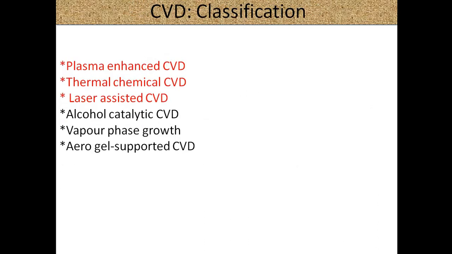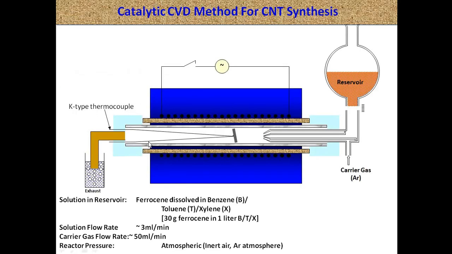So these CVDs are classified into different categories depending upon the nature of heating, how we are heating this CVD system. It may be plasma enhanced CVD, thermal chemical CVD, alcohol catalytic CVD, vapor phase growth CVD, or aerogel supported CVD. So depending upon the system, the CVDs are classified into different categories. We don't need to go into detail about all these CVDs, we just have to look over them. This is the catalytic CVD method, only thing simple, just understand this.